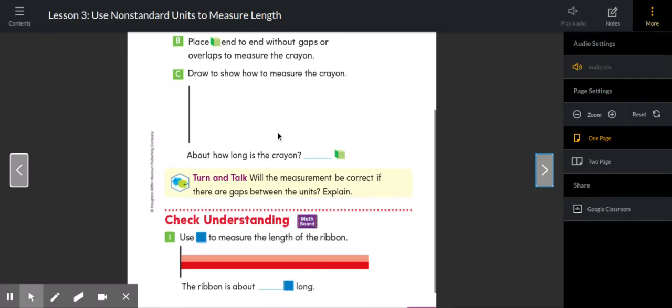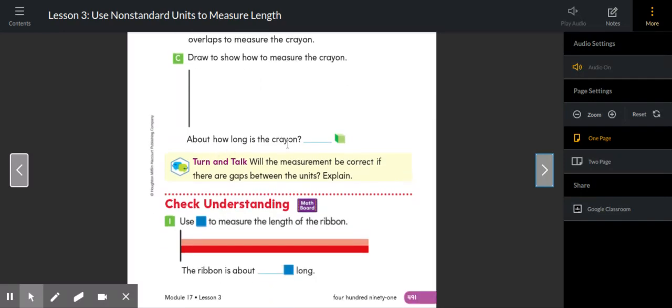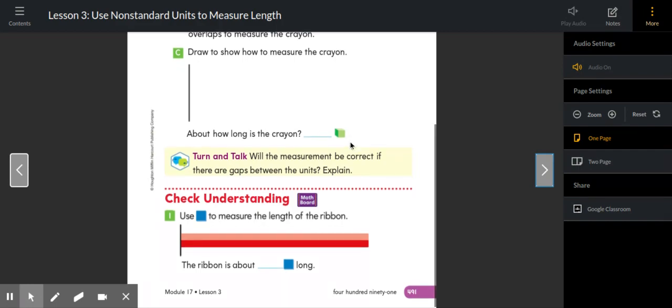Draw how to measure the crayon. About how long is the crayon? How many green cubes long was that? If you have lost those green cubes, go ahead and use the paper clips. Will the measurement be correct if there are gaps between the units? And that's something I want you to think about before moving on. Use cubes to measure the length of the ribbon. So again, you're going to have to use those green cubes because you don't have the square tiles that we have at school.